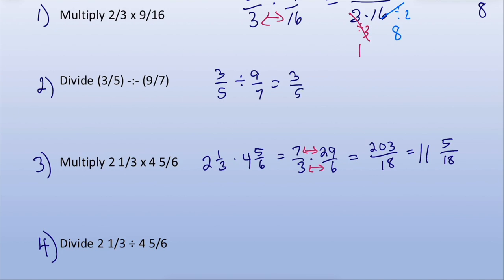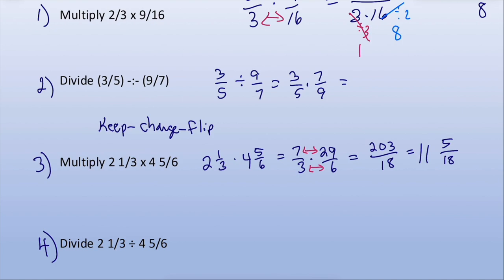Change the symbol to a multiplication. Flip. Keep, change, flip. Keep, change, flip. Who knows if it helps? I remember it from a long time ago. So, okay, now it becomes a multiplication problem, and we do it just like we did problem number 1, tops with tops, bottoms with bottoms.